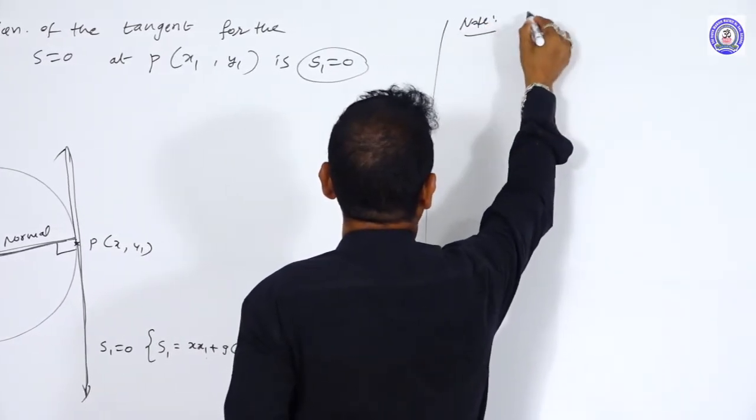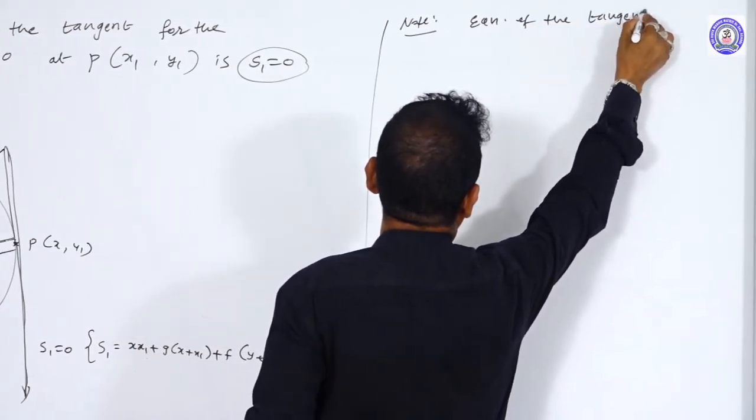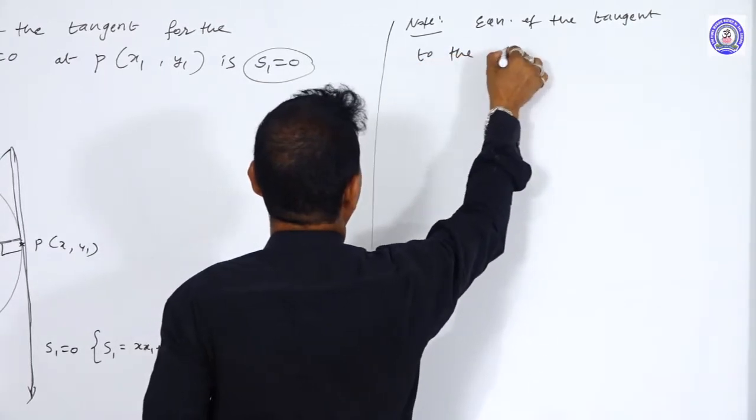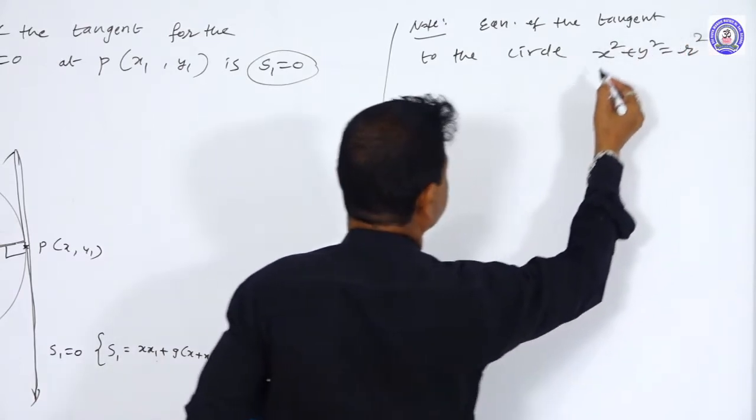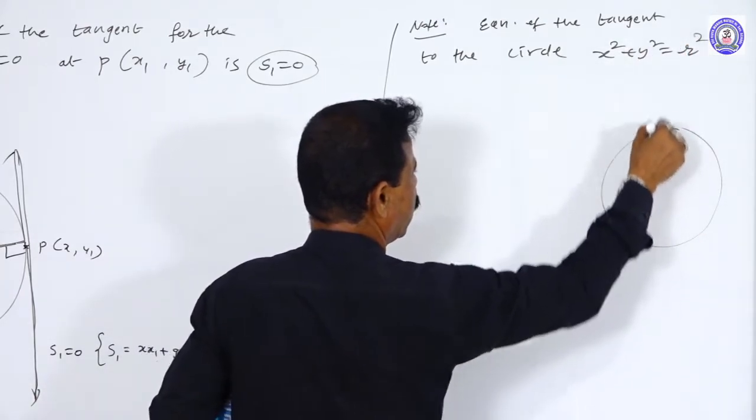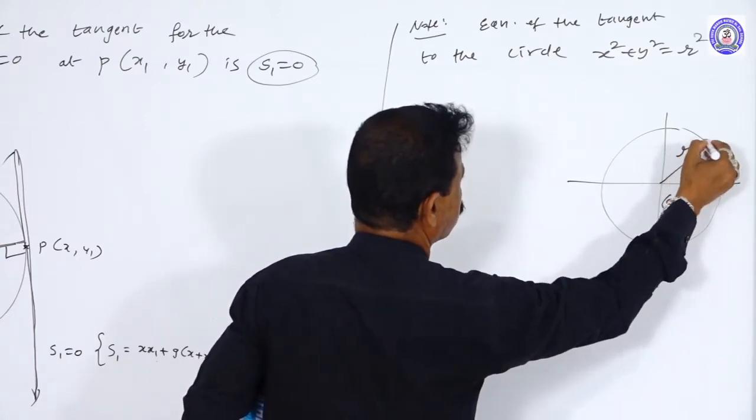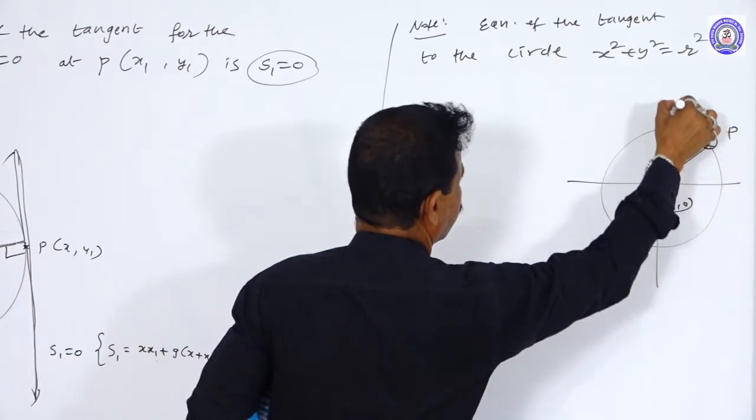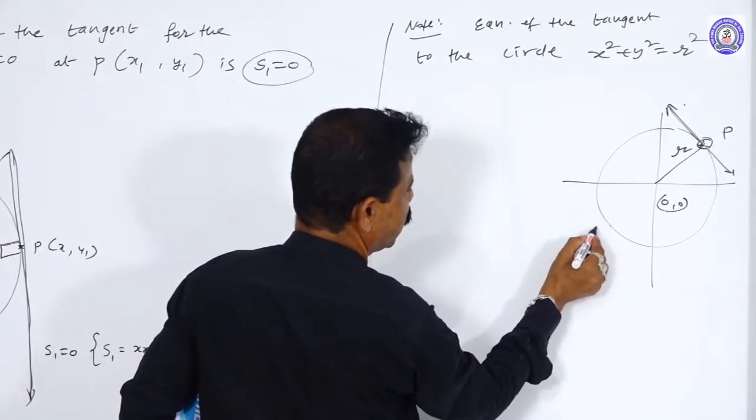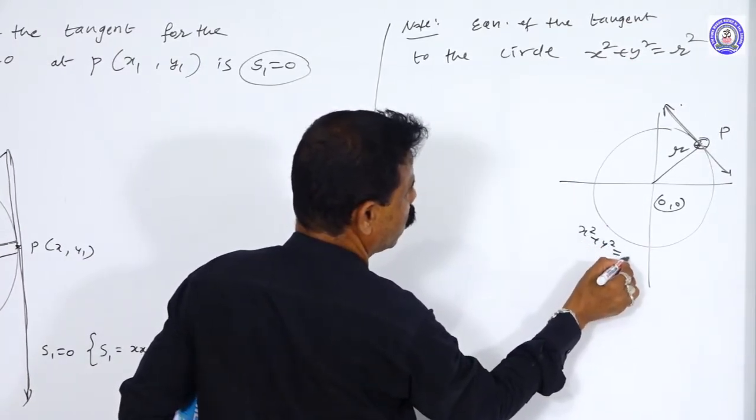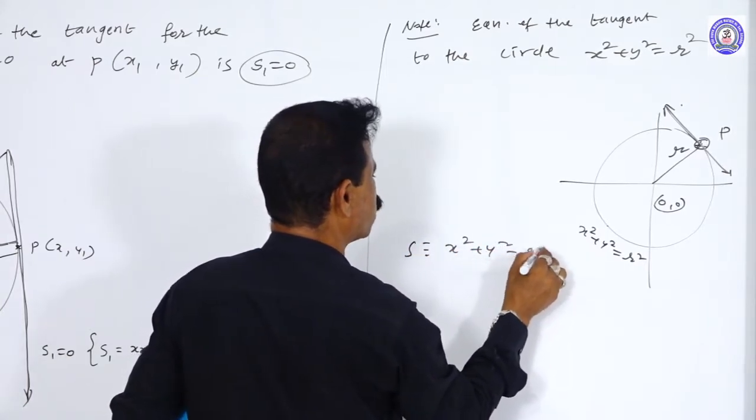Note: the equation of the tangent to the circle x² + y² = r². Here the center is the origin (0, 0) and the radius is r. Suppose here is point P, and here is the tangent. What is the equation for this? The circle equation is x² + y² = r², so here S is x² + y² − r².